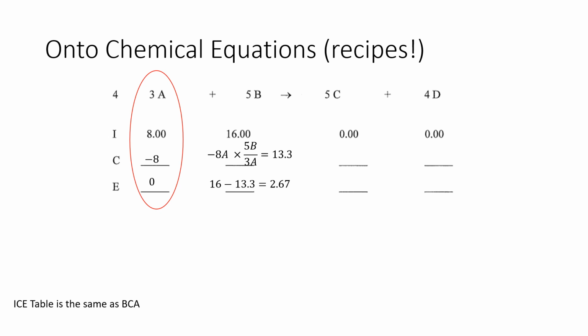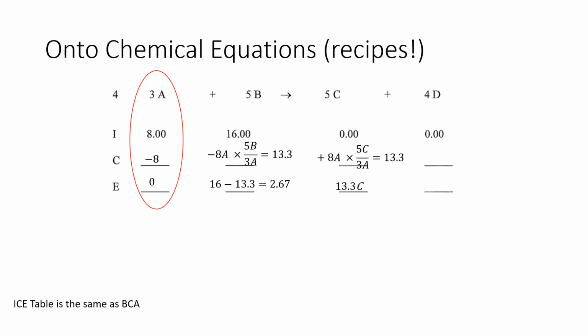Now how about C and D? How much C can I make? Again, the amount of product produced is also determined by the limiting reagent, the amount of limiting reagent. So 8A multiplied by the mole ratio between C and A, that will give me 13.3. The 5C over 3A, again, I get it from my recipe, my balanced chemical equation. Now, please note it's going to be a positive 8A here because I am producing, I'm making stuff. So it's not negative here. I'm not consuming. So if I add 0 to 13.3, that will give me 13.3C.